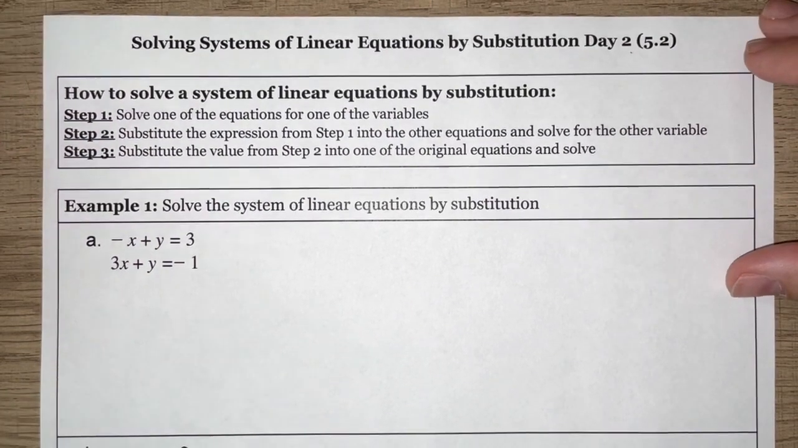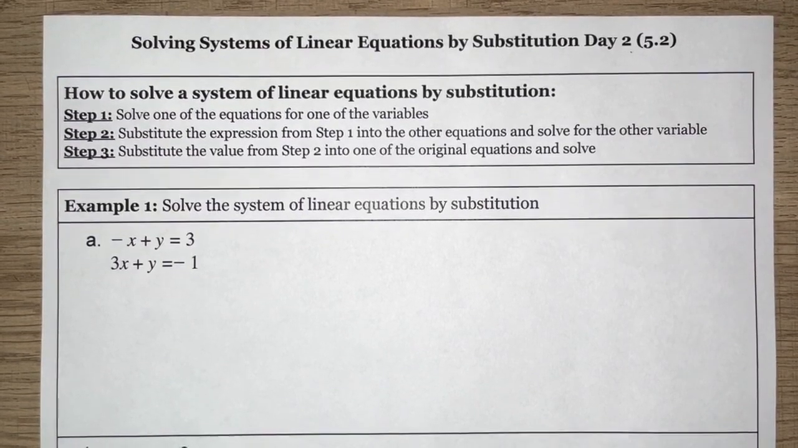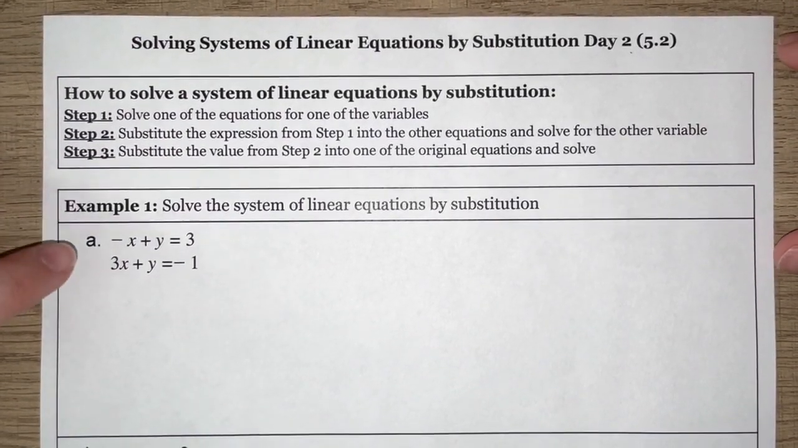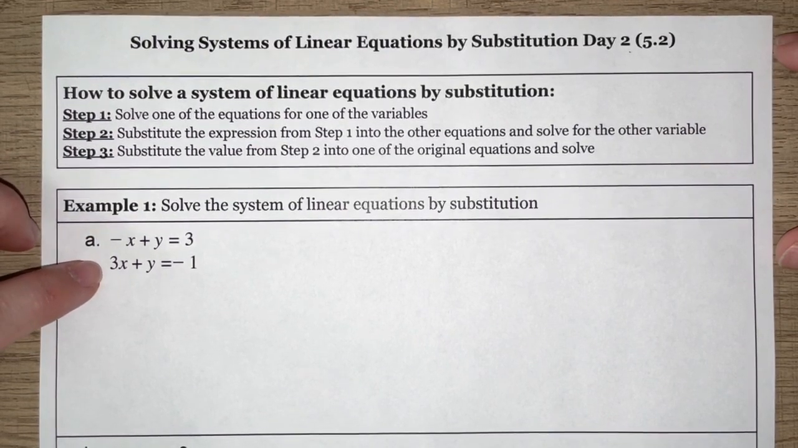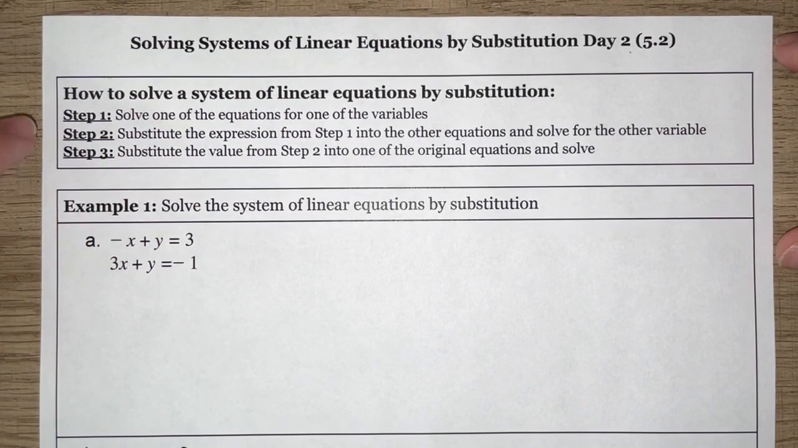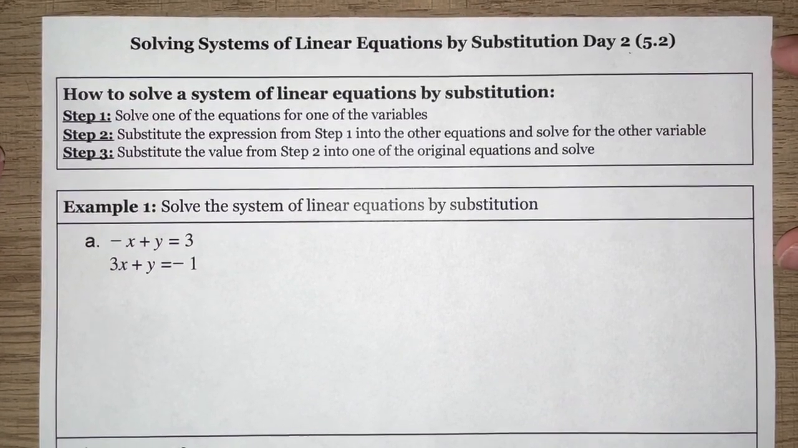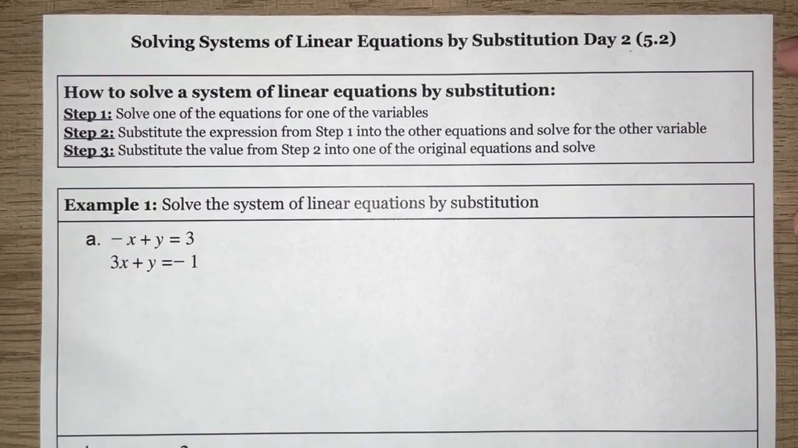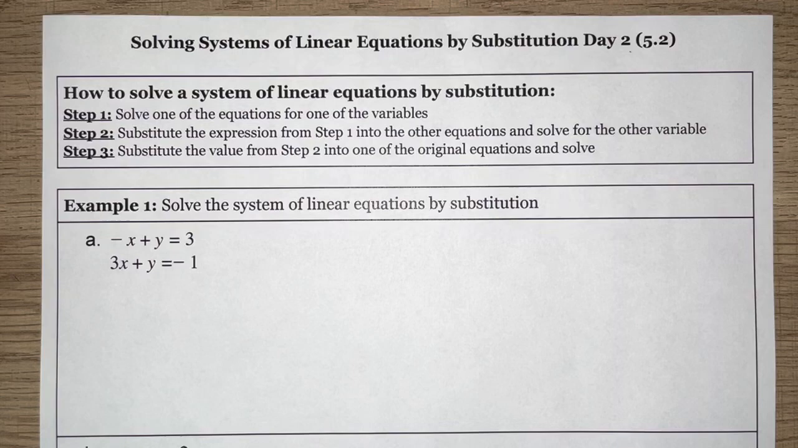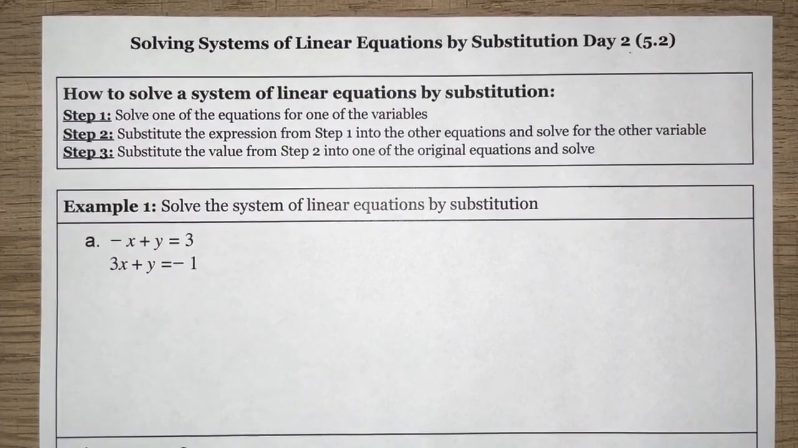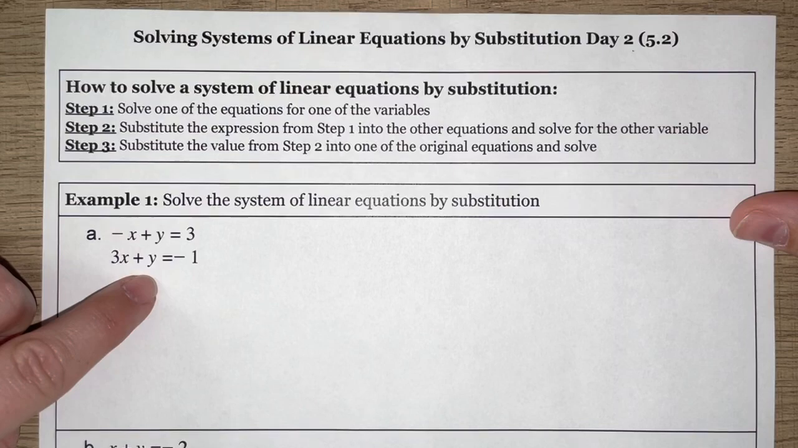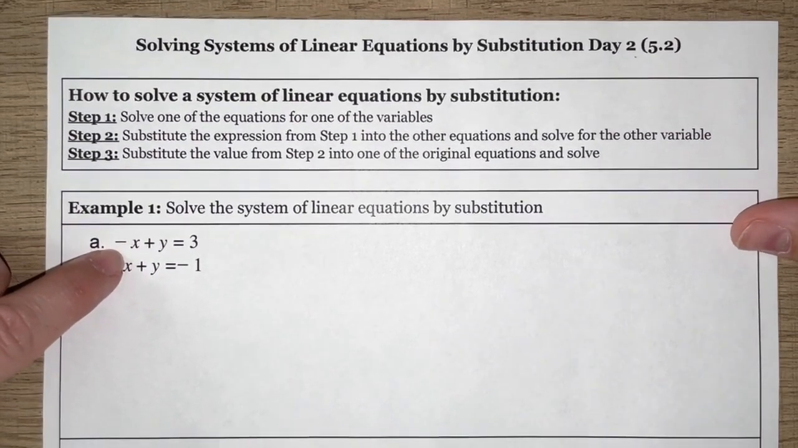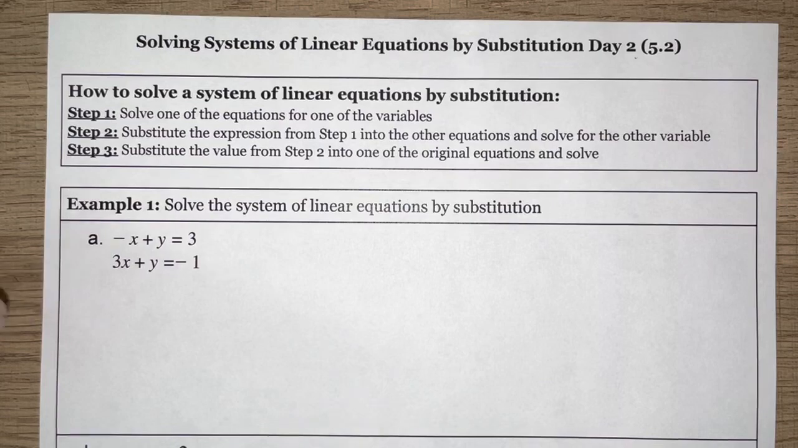So if we look at example 1a, it says solve the system of linear equations by substitution. And our system is negative x plus y equals 3 and 3x plus y equals negative 1. Step 1 tells us that we need to solve one of the equations for one of the variables. And you have some freedom here. You don't have to solve for the same variable every time. You can do whichever one you want. But I would say it's usually easiest to pick a variable, if possible, that has a coefficient of 1. So this y has a coefficient of 1, this y has a coefficient of 1. This one is negative 1, so that wouldn't be too bad. But I think for a, we're going to solve one of the equations for y.